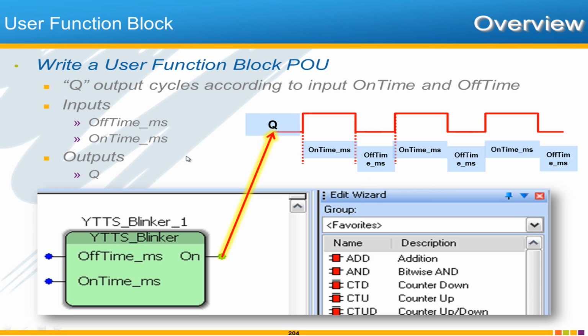Let's understand here what we want exactly this block to do. We want the output Q to cycle on and off according to the on time and off time, kind of like a PWM signal if you're familiar with that. We give it an on time and an off time, and it just has this output here that turns on and off for the two times that we've specified.